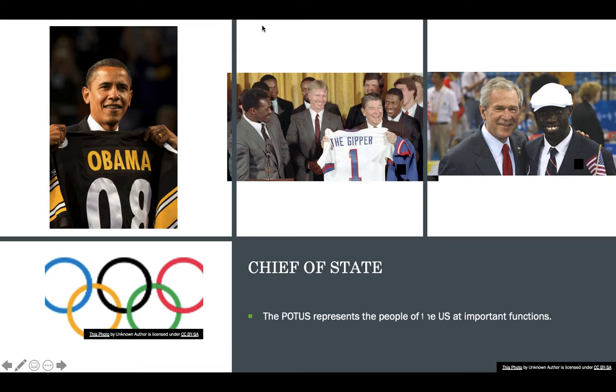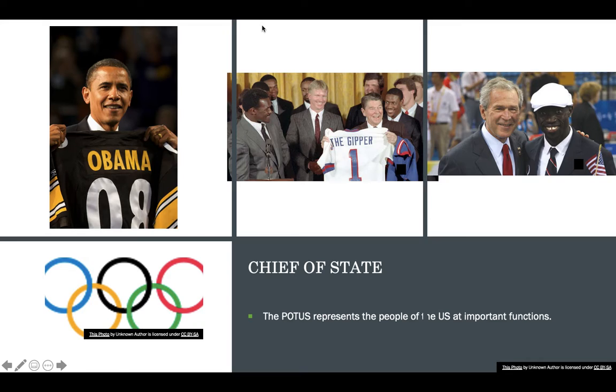All right. Our president is also the chief of state. This means that the president represents us at important functions. You can see here presidents always attend the Olympics, even if they're not in the United States. They will represent us at the Olympics. It's a big important function, a global event where most nations of the world attend, and so the president usually makes an appearance. Football is the most popular sport in America, and so the winning Super Bowl team always meets with the president in the White House.